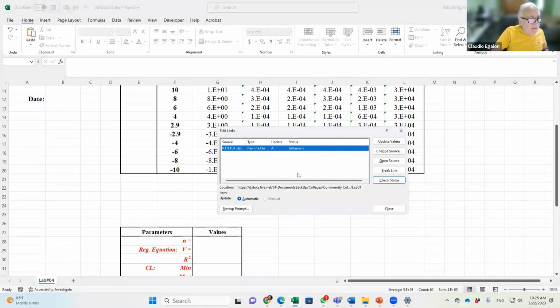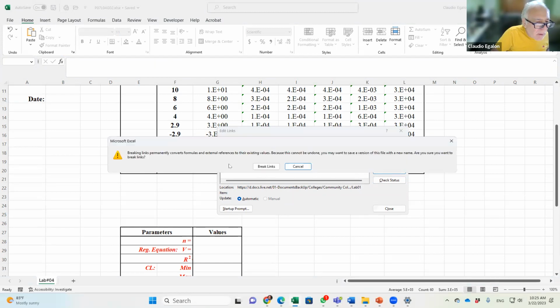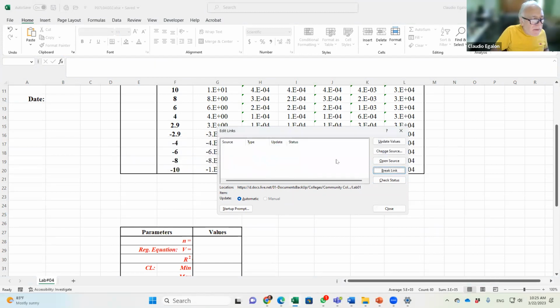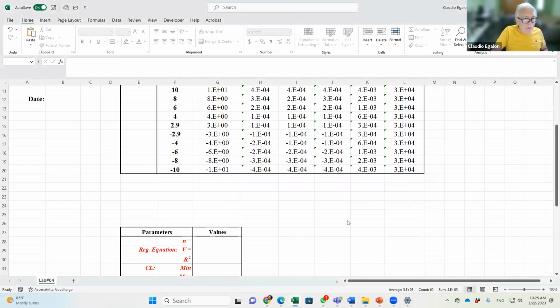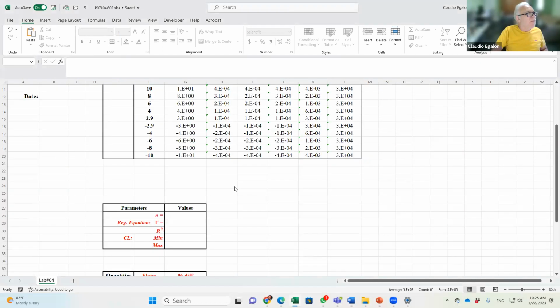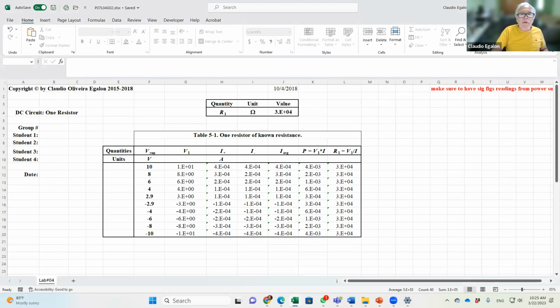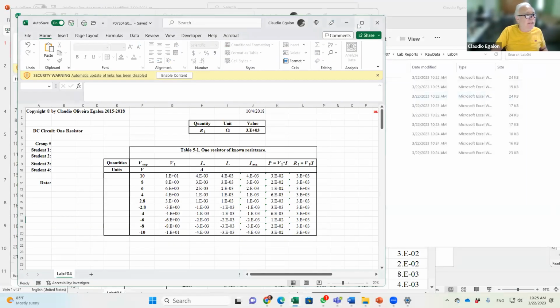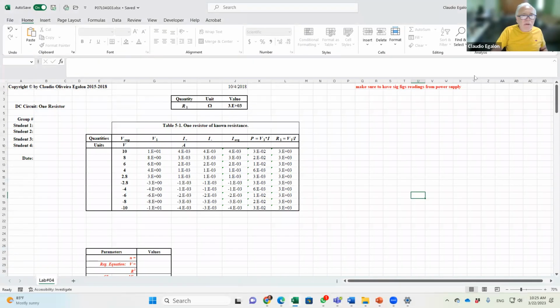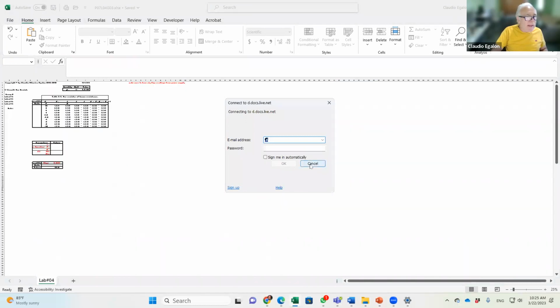See what those links are all about. I don't know what this link is all about. Source, break link. Break links. Yeah, I don't need it. Close. Now we shouldn't have group number 2. Might want to delete that as well. This one is going to be group number 3.